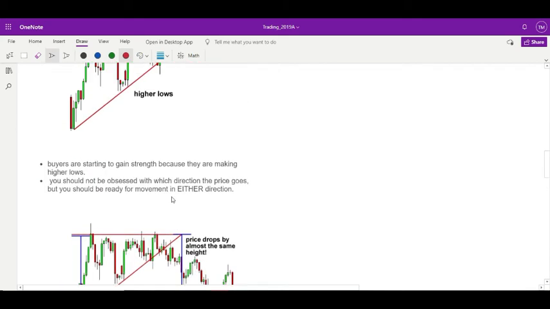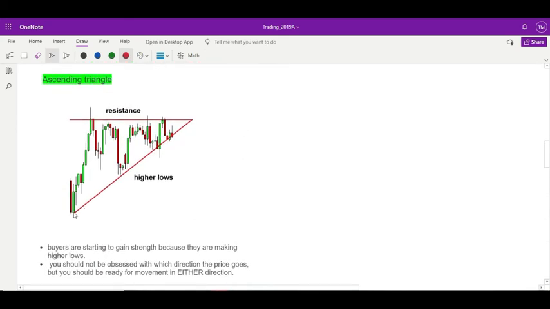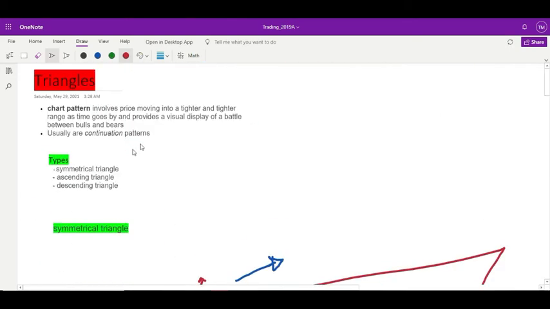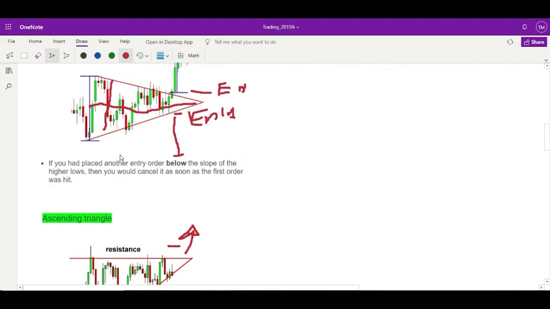So ascending orders, we are saying buyers, these people who are here, are starting to gain strength. They are pushing this price up and up, right? Because they are making higher lows, right? You should not be obsessed with which direction. So don't worry about, should I place this? Because most of the time, traders believe that in an ascending order it will explode in this direction, because we believe this is a continuation pattern. As I explained here, these are continuation patterns, but we don't know.